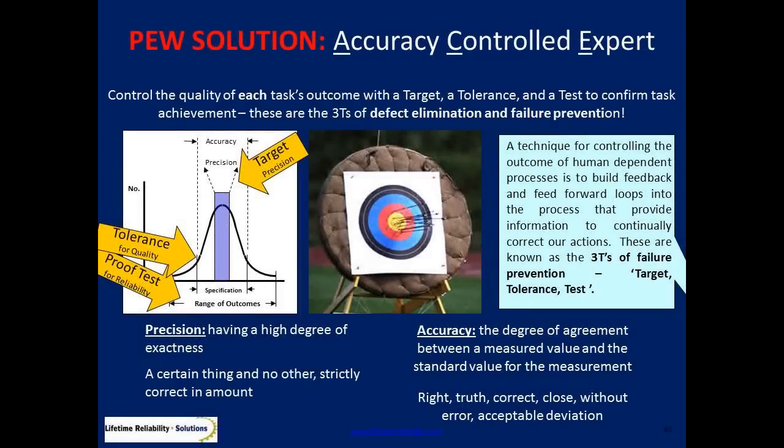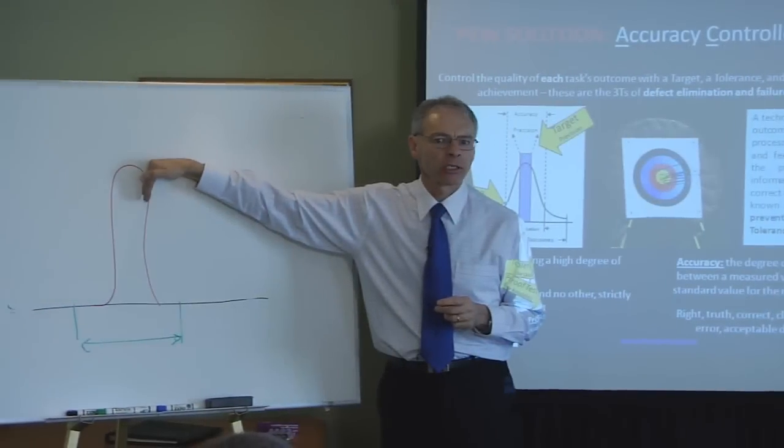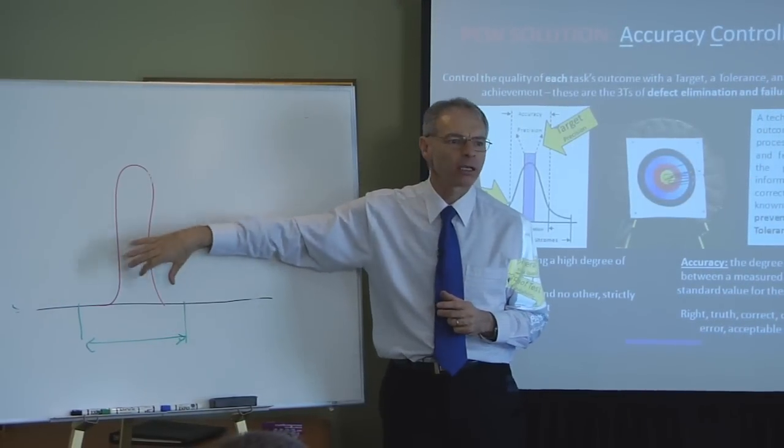So we not only have an accuracy-controlled enterprise, but an accuracy-controlled expert. The guy doing the job is a competent, knowledgeable person and knows what to do well. He's been taught and trained, he's been following procedures, and he will produce these results, the results that we want every single time.